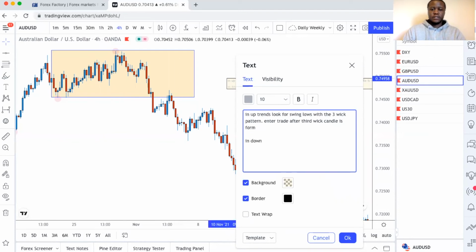In downtrends, look for swing highs with 3 wick pattern to enter trade after the 4th wick is formed. Candle, the full candle. So you want to see the full candle, then you enter.